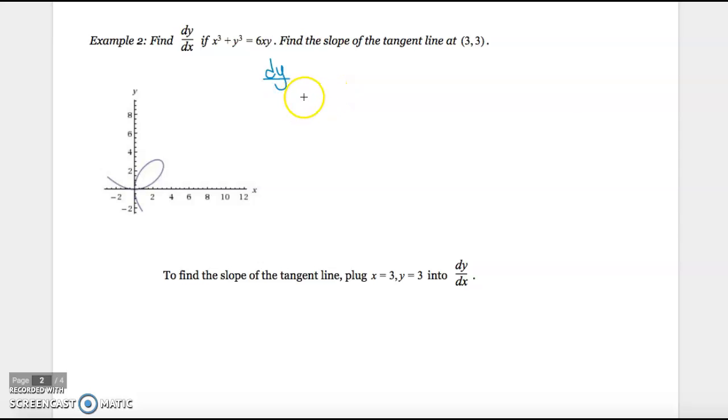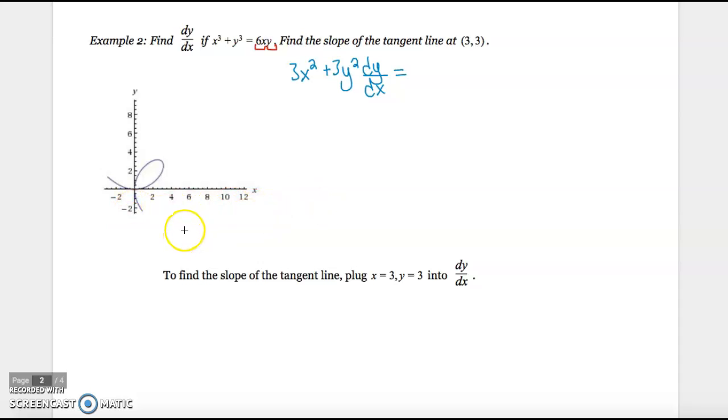Oh, geez. Stop doing normal derivatives. The derivative of x cubed is 3x squared, and I don't need to write dx here, plus 3y squared, and then I took the derivative of a y variable, so I need to tack on a dy dx. Okay, and then on this side, I know it's a little tricky to see, but technically you have the product rule because I have a 6x times a y.